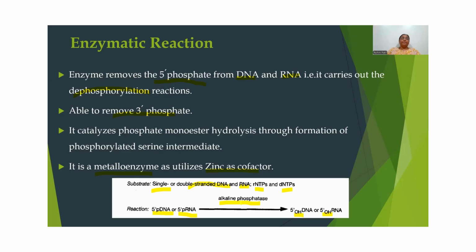Now, when this alkaline phosphatase acts on its substrate, the phosphate present at the 5' end is accepted by the alkaline phosphatase, by a serine. So the intermediate formed during the reaction is a phosphorylated serine intermediate.